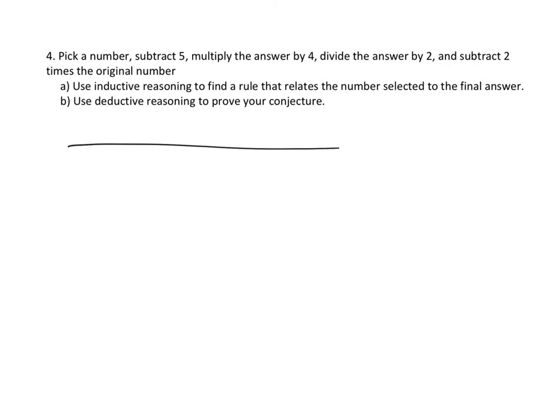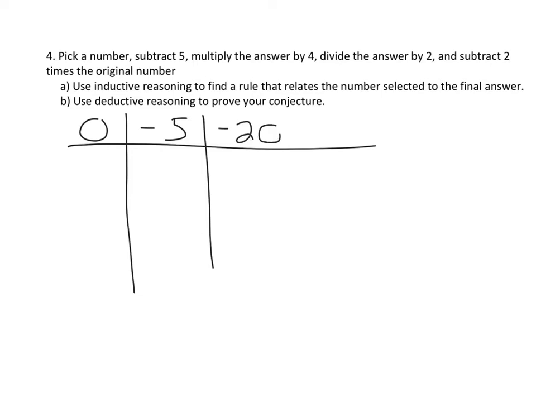Okay, let's start with 0. Okay, so let's subtract 5. So I'm just going to kind of show the progression. So I subtract 5 and I get -5. Multiply the answer by 4. So -5 times 4 is -20. Divide the answer by 2. So I'm going to get -10. And subtract 2 times the original number. So the original number was 0. 2 times 0 is 0. So subtracting 0, I get -10.